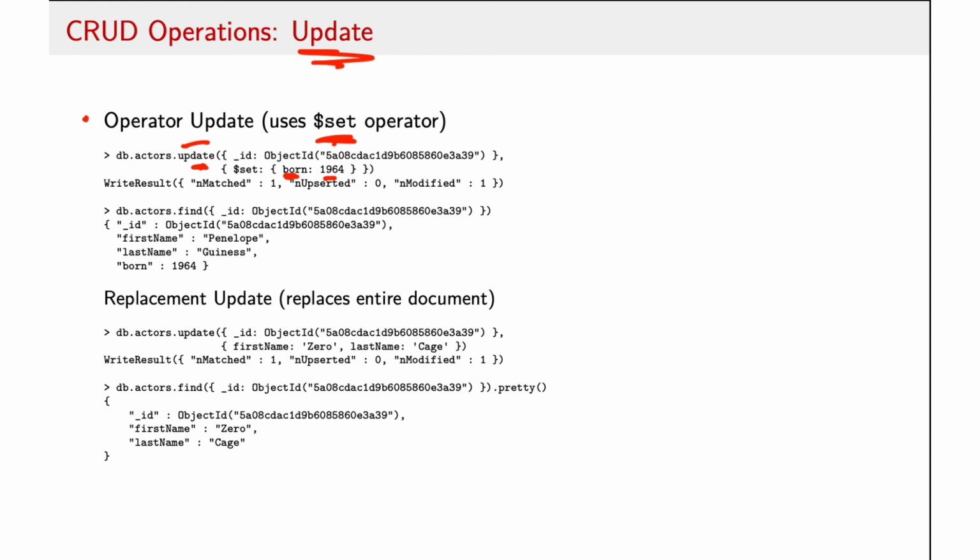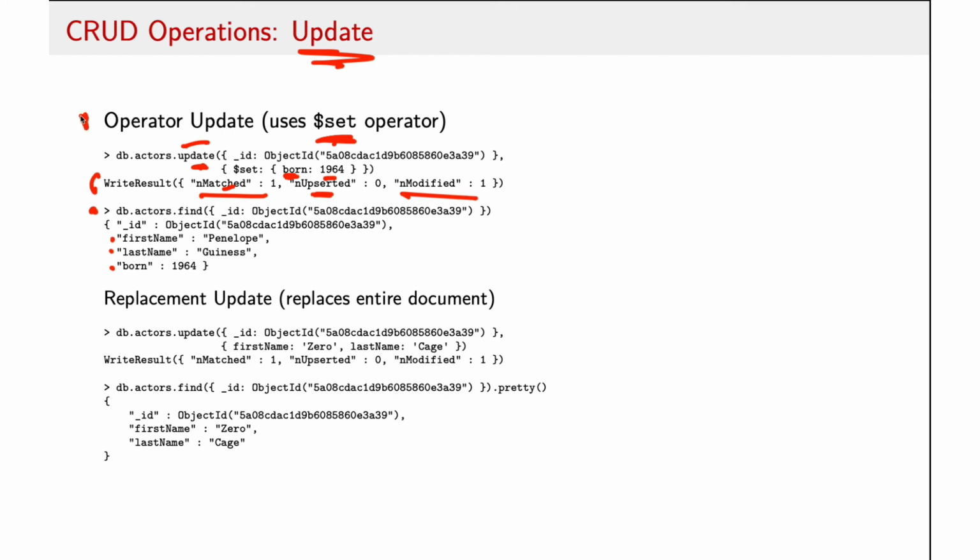Okay. And we can see the result that comes back here. It tells us how many things were matched and then how many things were modified. We'll come back and talk about upserted later. So if we go back and fish that document out again, same ID going on here, we'll see that we have a first name and a last name and now this born attribute. But again, that's the only document in the actors collection right now that has that particular attribute, the born attribute.